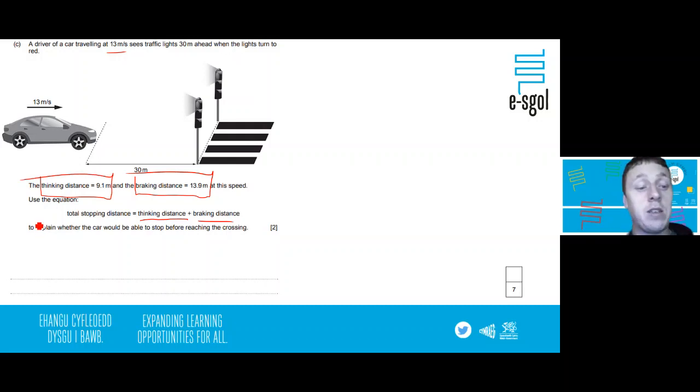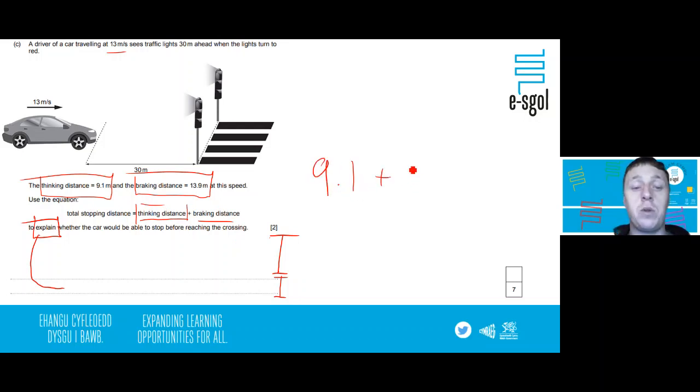So a question like this, where they've used the word explain, you clearly have space to calculate and you clearly have space to come to a conclusion. We expect, or the best thing you can do is explain or state if the car will come to a stop or would not be able to come to a stop. To do that, we calculate the total stopping distance by adding the thinking distance to the braking distance.